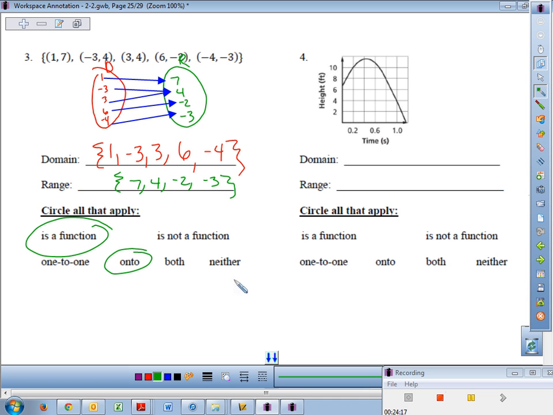Cool? Is this one-to-one? Meaning if you went backwards, would there only be one arrow coming off of each range guy? No, this guy violates it right here, correct? So it is not one-to-one, meaning it is not both, and it's definitely not neither because it was onto. We okay with that? Now we get interesting here because number 4 is a continuous function.